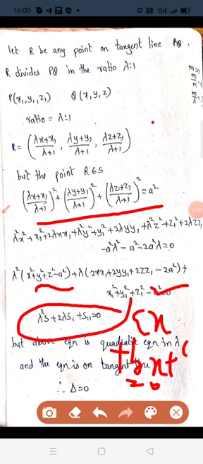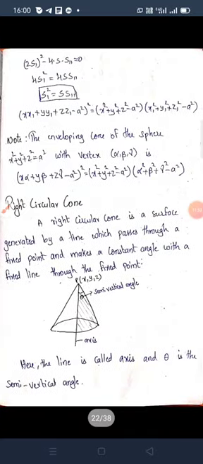Yes. Right? What is b? b is 2s1. What is c? c is s11. Therefore, b square minus 4ac equal to 0. Therefore, 2s1 square minus 4ac. A is nothing but s, c is nothing but s11. Therefore, 4s1 square equal to 4 into s into s11.